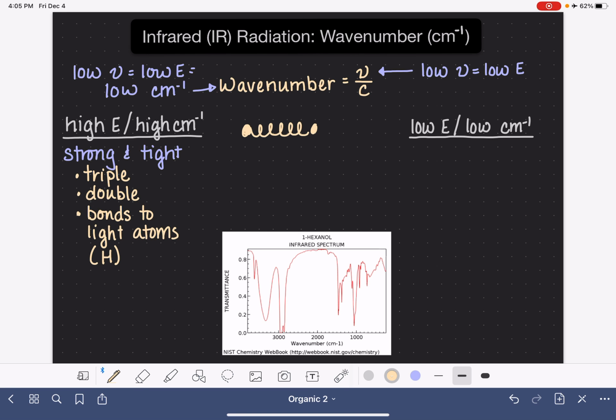In contrast, low energy bonds are ones that are pretty weak and what we call loose bonds. These loose bonds are ones where it's very easy for the bonds to stretch or bend around quite a bit. These weak, loose bonds are going to be single bonds, and they are also going to be bonds to heavy atoms.